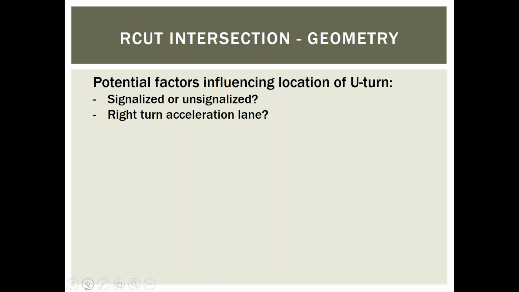The right turn acceleration lane, we just talked about that. If we have a right turn acceleration lane, chances are I need to push the U-turn bay further away from the main intersection. How many lanes do I have to weave across, or how many lane changes do I have to make? Is it a 4-lane highway or a 6-lane? Or do I have an extra lane that I've got to make a change across?